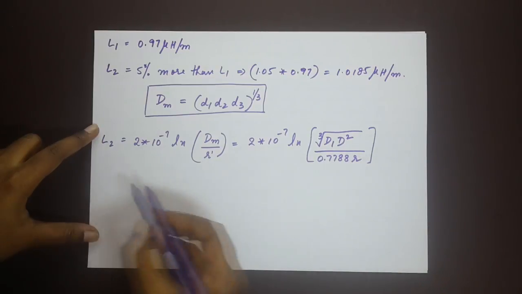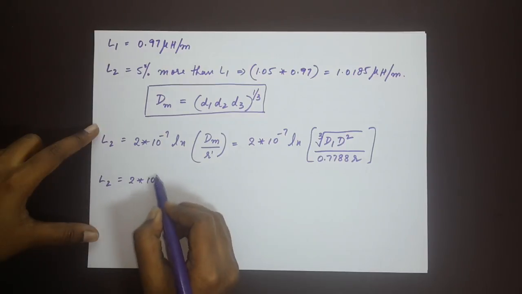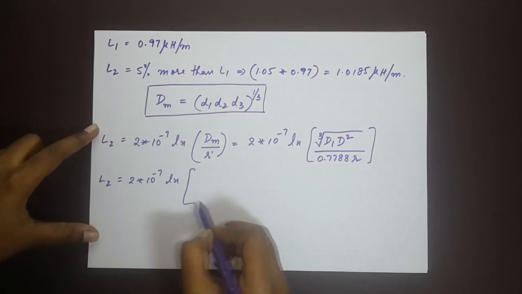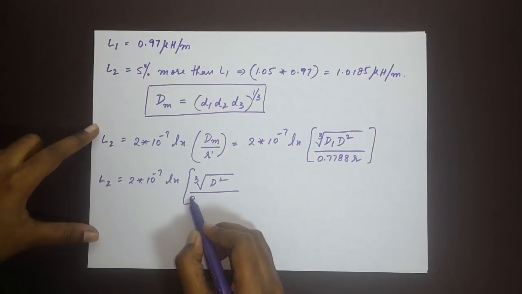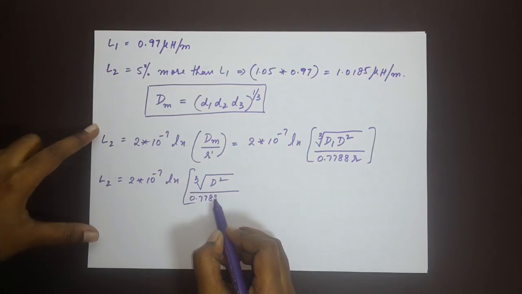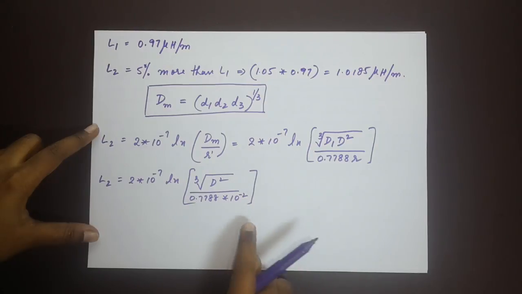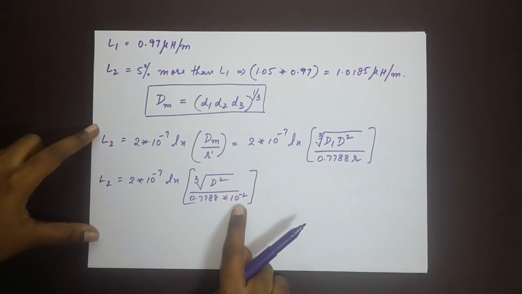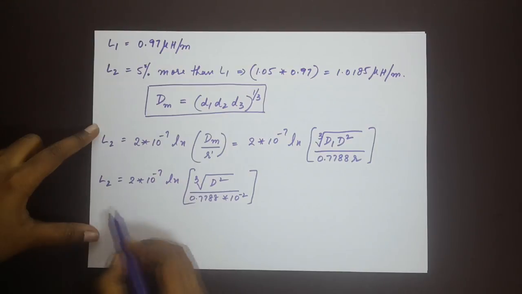Now let's substitute our values. We get 2 into 10 power minus 7 ln of cube root d square divided by 0.7788 into 10 power minus 2. I write 10 power minus 2 because the radius is 10 into 10 power minus 3. So that would be 10 power minus 2. Okay. Now let's substitute the value for L2 here.